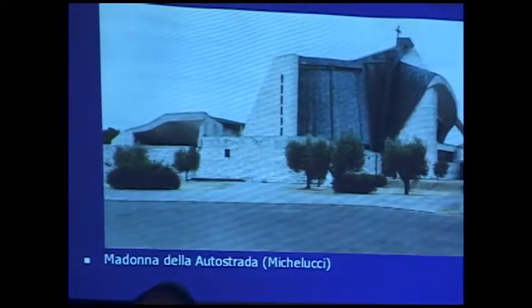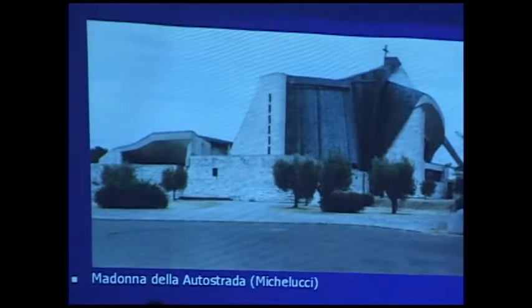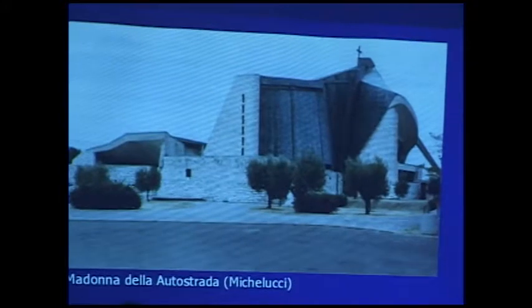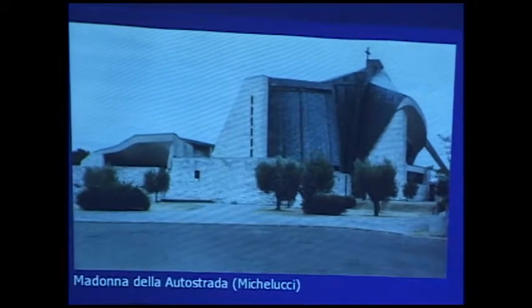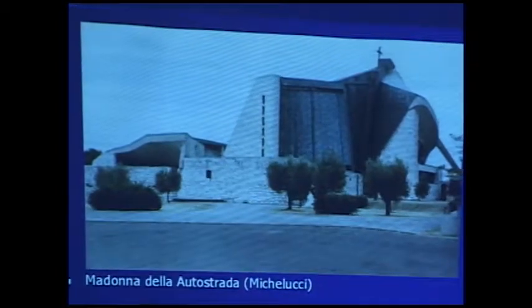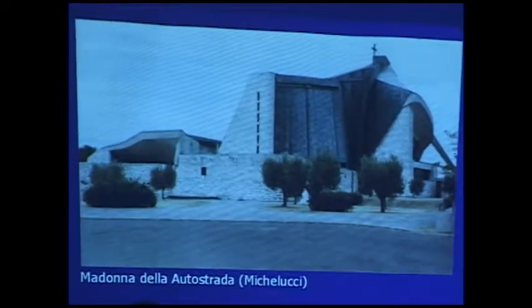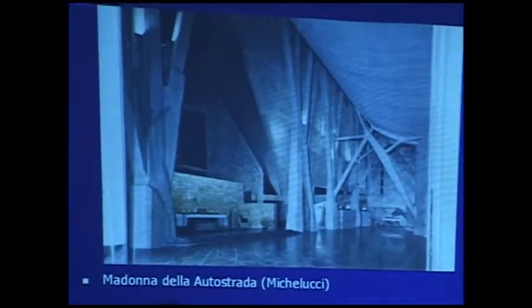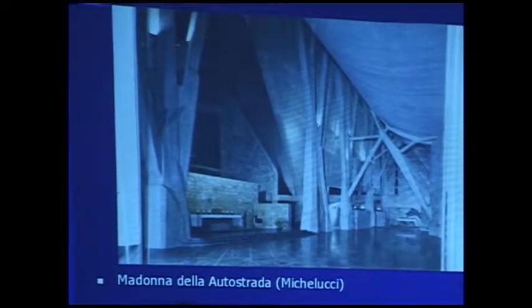The Italians, though, often have this penchant for expressionism. This is the Madonna della Autostrada by Michelucci. It's on the confluence of the road going from Florence towards Padua. Our Lady of the Toll Road, I guess, is another name. The interior is very strange.